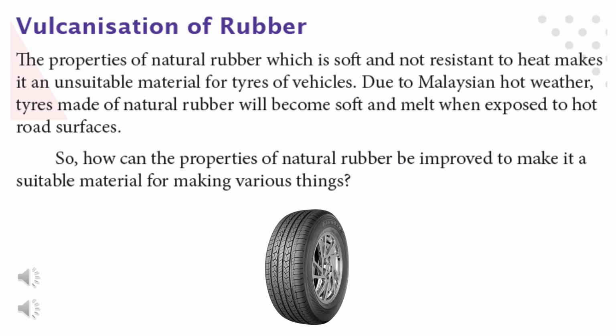Vulcanization of rubber. The properties of natural rubber, which is soft and not resistant to heat, make it an unsuitable material for tires of vehicles. Due to Malaysian hot weather, tires made of natural rubber will become soft and melt when exposed to hot road surfaces. So, how can the properties of natural rubber be improved to make it a suitable material for making various things?